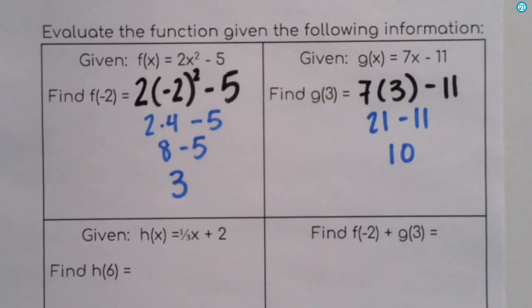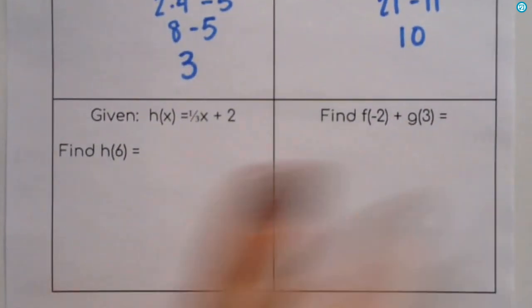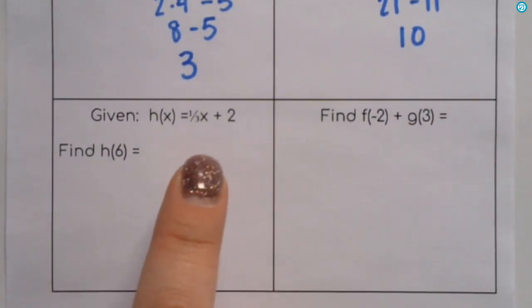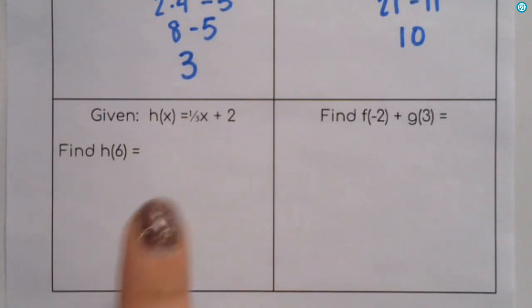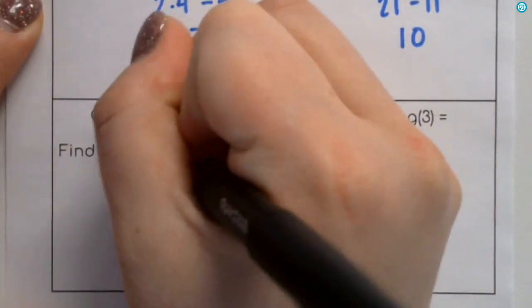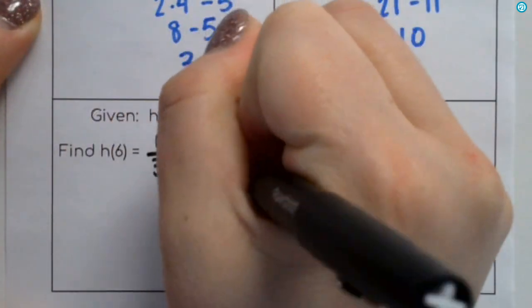Last one. H of x equals 1/3 x plus 2. So I have a new function. When you see a fraction, we're not going to freak out, because fractions are just division. So I'm going to plug in 6. It's going to be 1/3 times 6 plus 2.